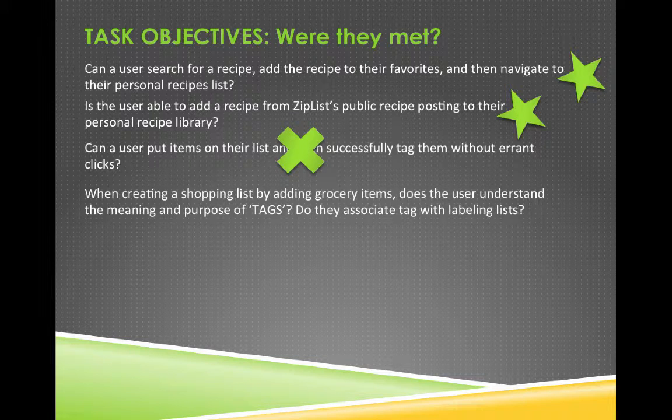When creating a shopping list by adding grocery items, does the user understand the meaning and purpose of tags, and do they associate tag with labeling lists? So kind of along the same lines as the last question, we did have a problem with the whole tag system. Some of it had to do with the fact that we never explicitly used the word tags. We tried using the word label and categorize because we thought maybe that would make more sense. But it ended up just being confusing because they didn't understand. They thought they should find a word that said label or a word that said categorize, and they weren't finding that. So it was a little bit confusing.